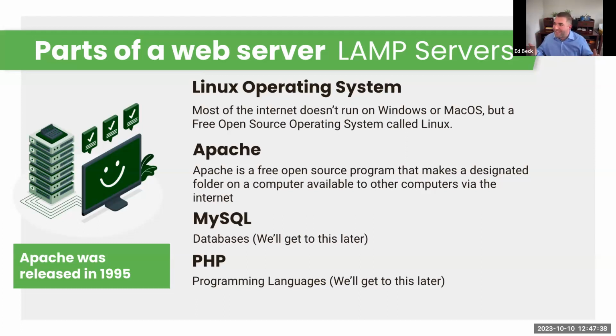What does it mean when we say I have a LAMP server? It means that you have a computer, and the computer is running the Linux operating system. Instead of Windows or Mac OS, we're using the free and open source operating system, Linux. Could you have a web server that runs on Windows? Yes, just a little more expensive because you have to buy that license. Could you have one that runs on Mac OS? Yes, it's just a little more expensive because you have to buy that license.